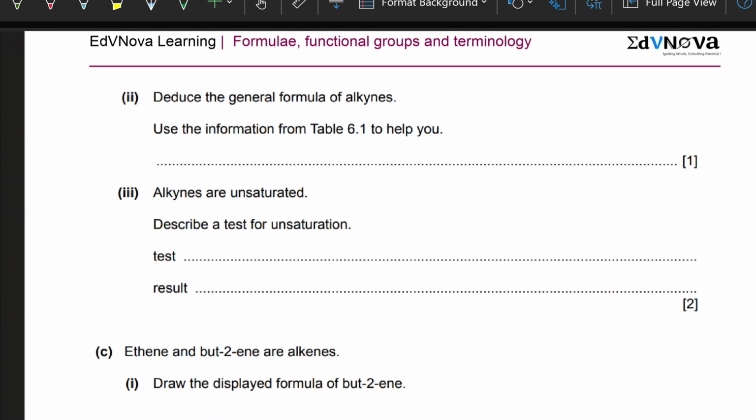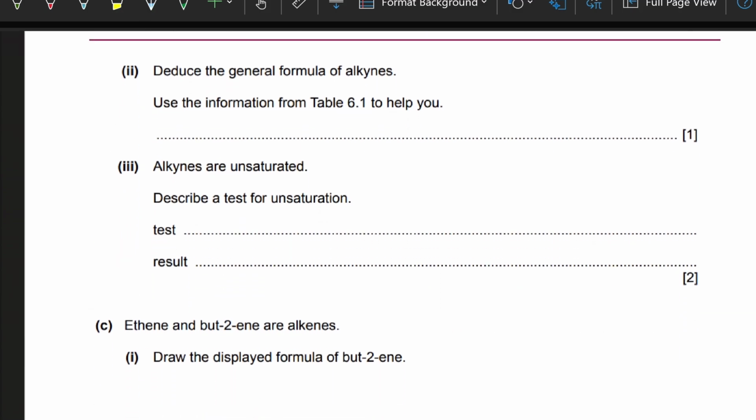Deduce the general formula of alkynes. Use the information from table 6.1 to help you. Now, we know alkynes have triple bond. So if there is a triple bond, you can write, for example, carbon-carbon triple bond, and you have one hydrogen attached and one hydrogen attached, right? So now C2 and H2. So which is CnH2n minus 2. For all alkynes, the formula will be CnH2n minus 2.